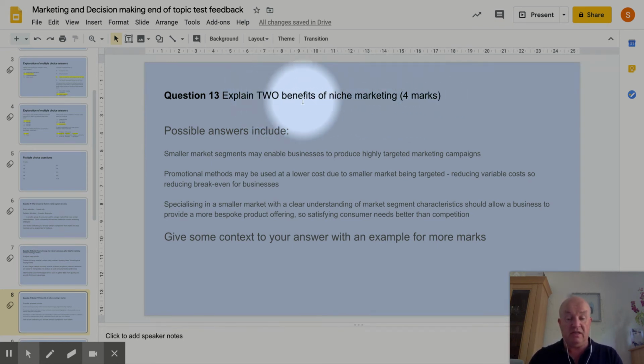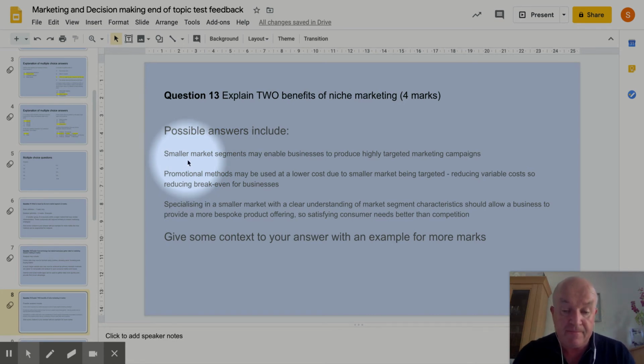So clearly, in this case, you've got to include 2 benefits of niche marketing. Okay, so possible answers could include, if you've got a smaller market segment, a business can produce more highly targeted marketing campaigns, can look at really trying to satisfy the requirements of that particular market segment better than anybody else. And by concentrating their resources, they can really focus on those smaller market segments and try and produce something that is definitely going to meet the requirements of the marketplace.